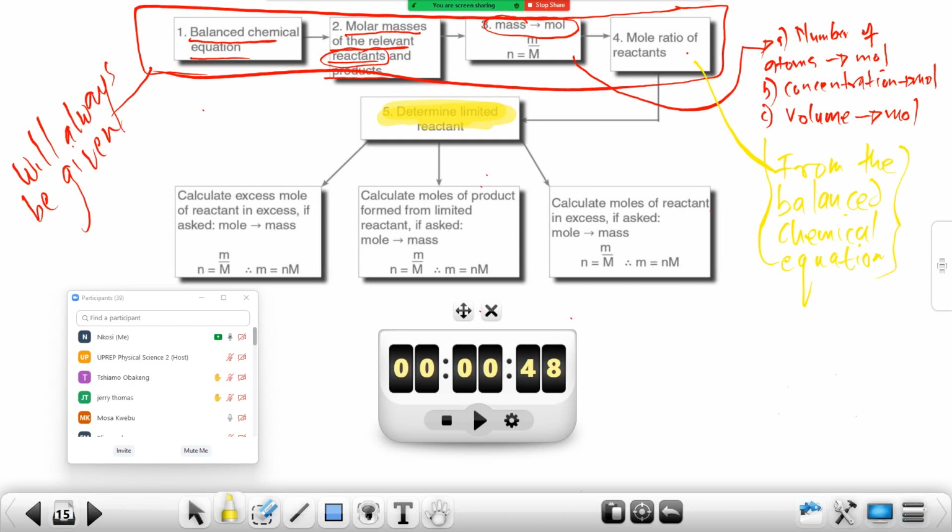Musa? Okay. I was just about to ask the same question about the limiting reactants. Thank you very much. Tiamo, your hand is still up. Do you still want to say something?